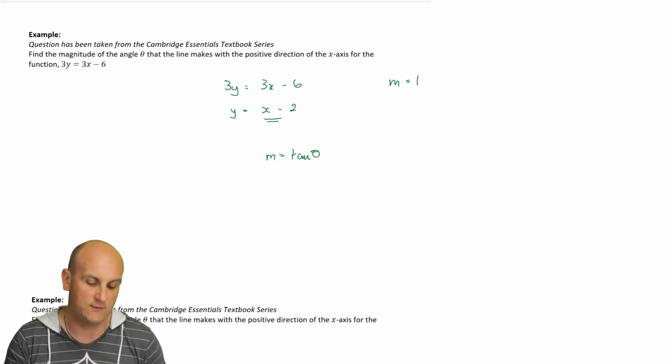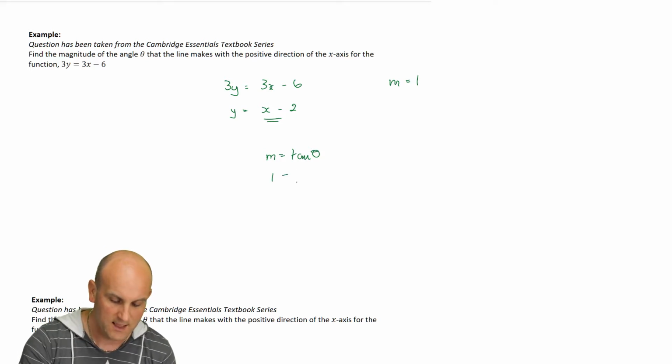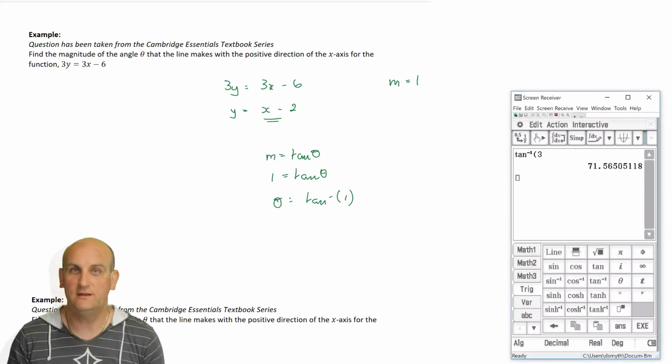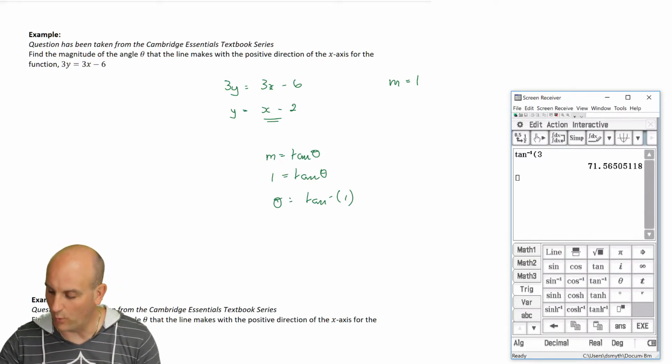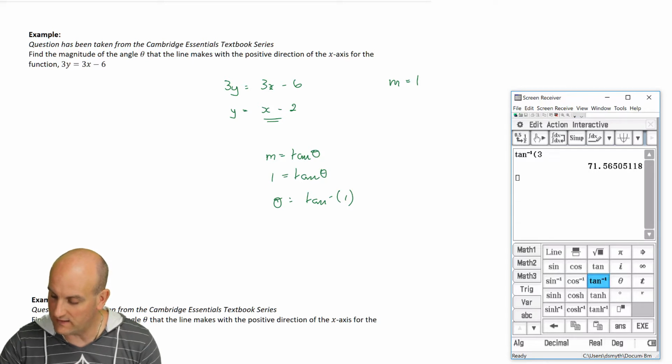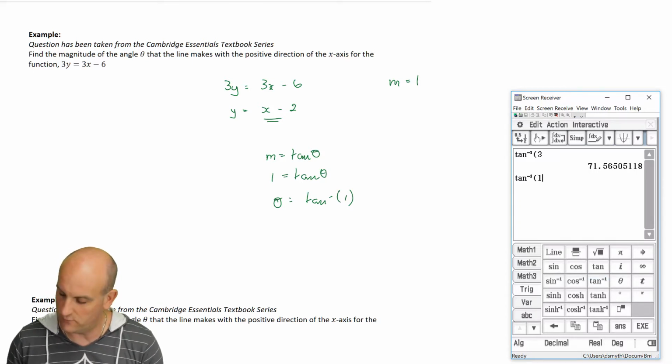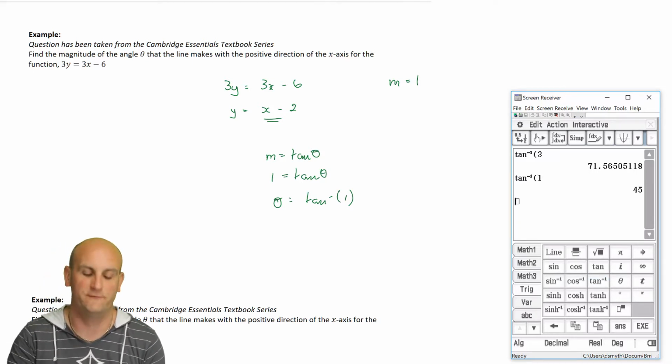So m equals tan theta. So 1 is equal to tan theta, or theta is equal to the inverse tan of 1. So how do we do this? Well, loading up our calculator, once again, I can go inverse tan of 1, and out comes 45 degrees.